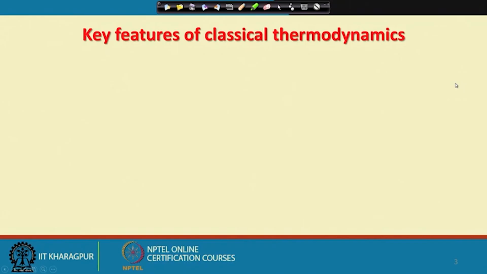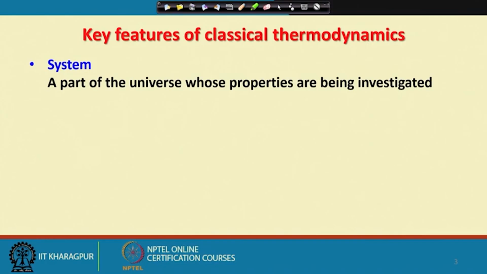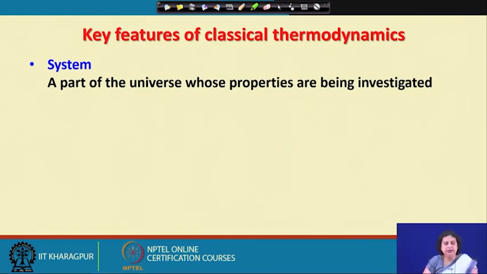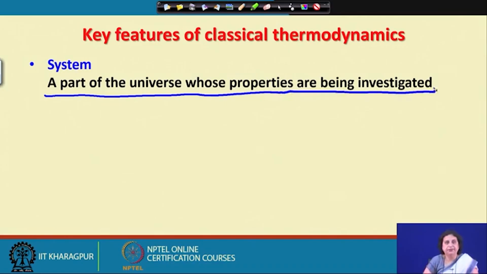Now, let us talk about the key features of classical thermodynamics. First, what is the system that we are talking about? I have already shown you some schematic diagram, but let me define in the most general terms what I mean by a system. It is a part of the universe whose properties are being investigated.